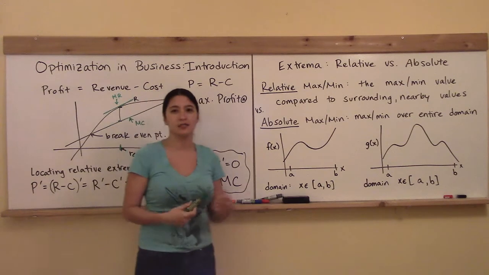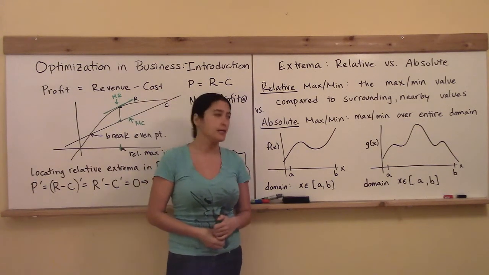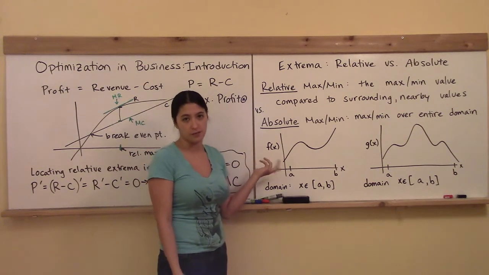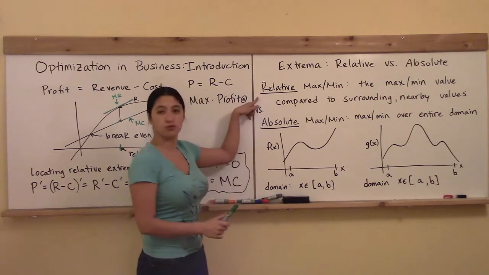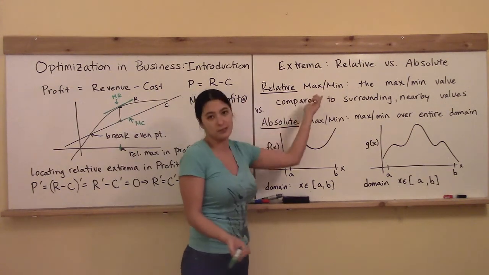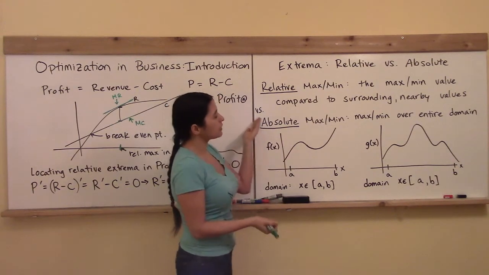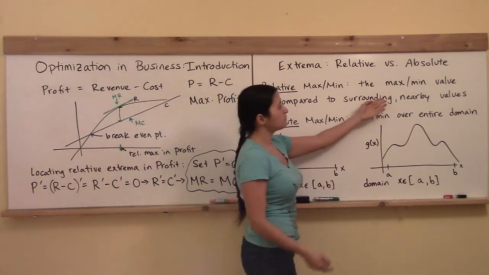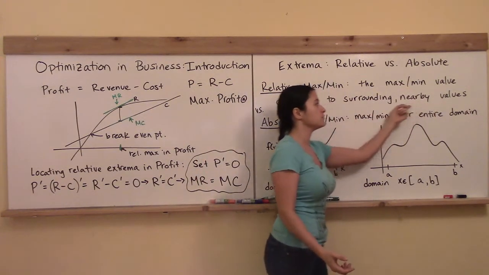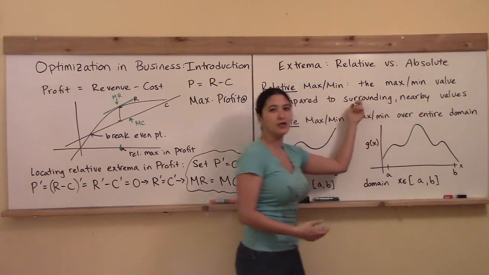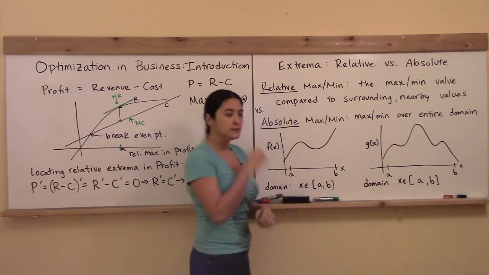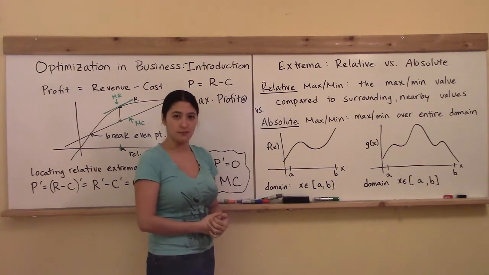One more thing that I'd like to go over before we start with the concrete examples in the next videos is the difference between relative and absolute extrema. So far we've only discussed relative extrema, and those extrema are subcategorized as either a maximum or a minimum. The definition of a relative max or min was the maximum or minimum value on a function compared to the surrounding nearby values. This is the key phrase right here, which defines it as a relative extrema as opposed to an absolute extrema. So let's compare that with the definition of an absolute extrema.